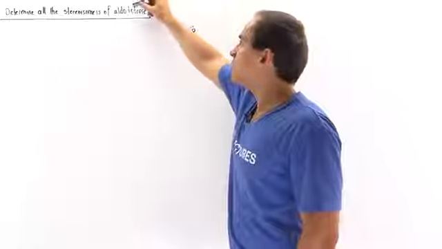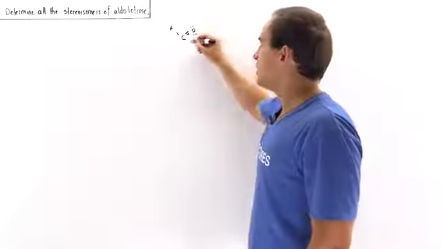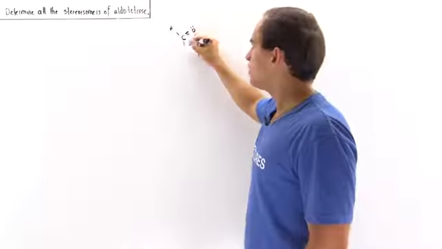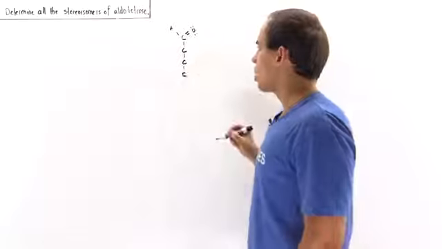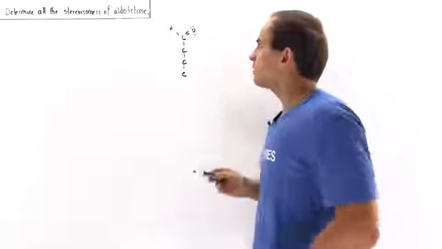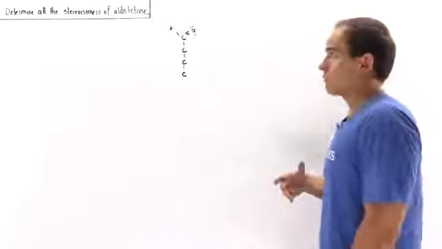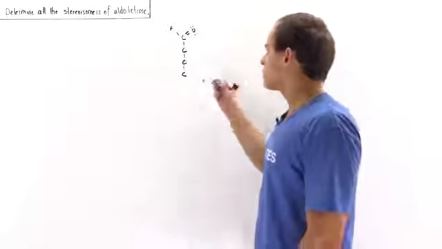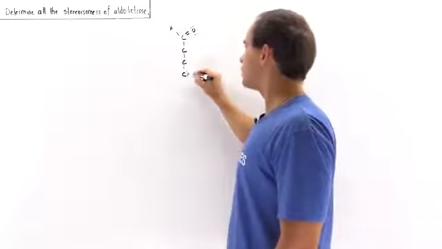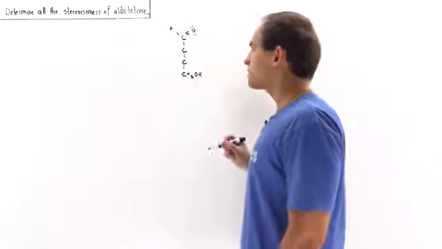Now we have a total of 4 different carbons because tetrose means 4. So 1 carbon, 2 carbon, 3 carbon, and 4 carbon. The final carbon of our aldotetrose, or any aldose for that matter, contains the primary alcohol group. So we have this carbon bonded to 2 H atoms as well as to our hydroxyl.